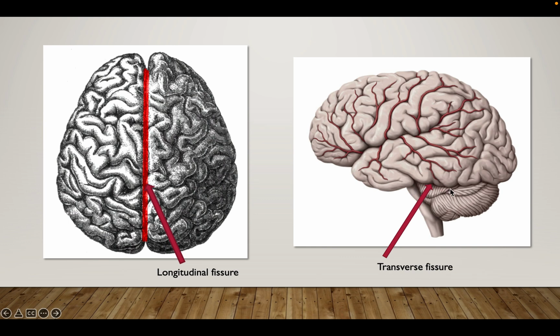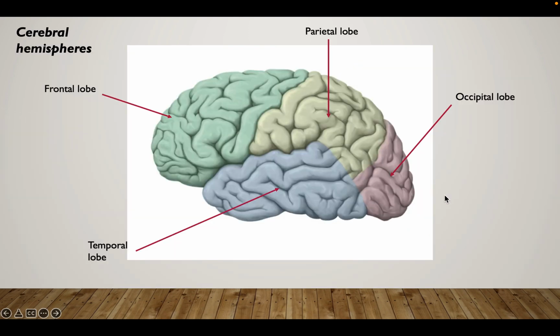We also have a transverse fissure here that is separating part of our occipital and temporal lobes from our cerebellum down here. Then we'll take a look at different lobes of the brain and the sulci and the gyri that are associated with those. So here we have frontal, parietal, occipital, temporal.